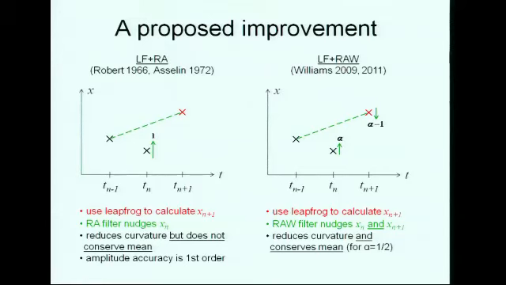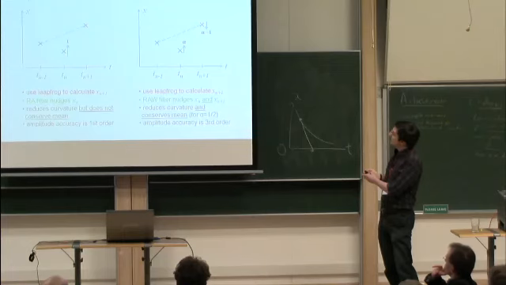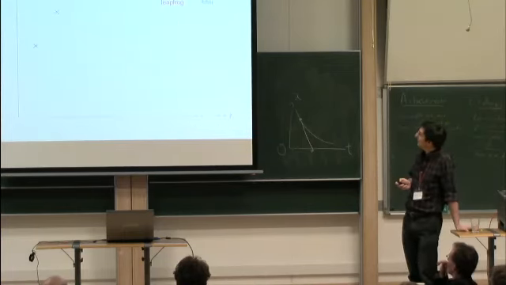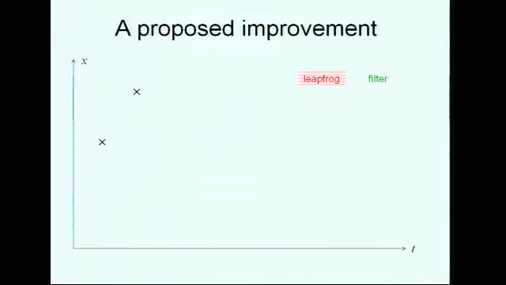And as a special case, when this parameter alpha is 1/2, these nudges are equal and opposite, and the 3 time level mean is conserved by that filtering. And it turns out that that is enough to increase the amplitude accuracy by 2 orders. So it propels you from a first order scheme to a third order scheme. So that's some work I did last year that has been followed up here at the Institute. I'll just show you quickly how it works. You do the leapfrog step, and then you do that nudging in equal and opposite directions.